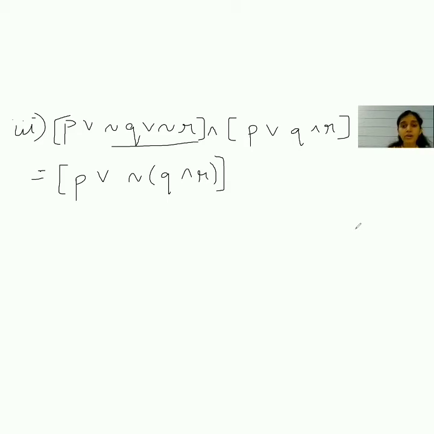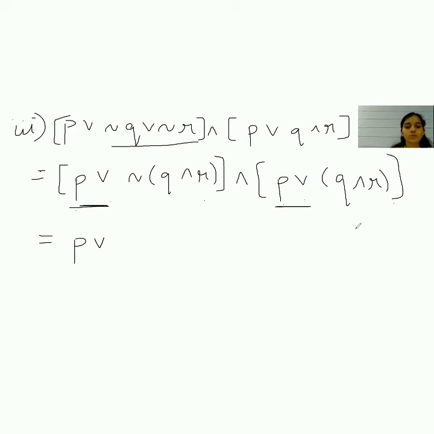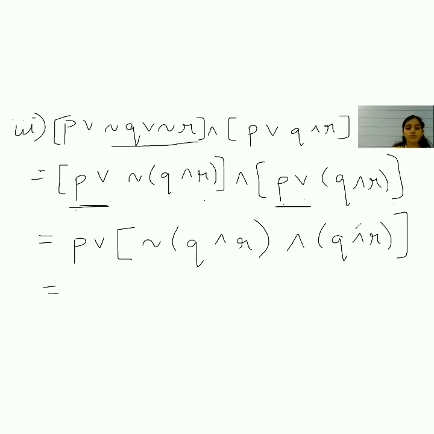Negation (Q and R), and the sign as it is, P or, and I'll put this part in the bracket so that we can see the analogy over here. You have P or a bracket, P or a bracket. So what do we have in common over here? We have P or common. We're going to use distributive law and put this P or outside. Put a bracket. We're left with negation (Q and R), and (Q and R).